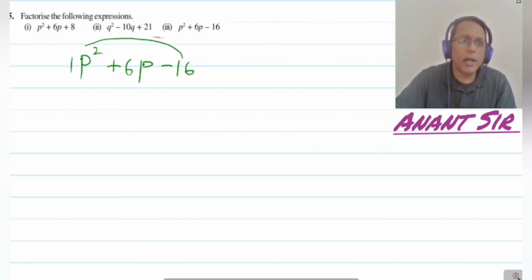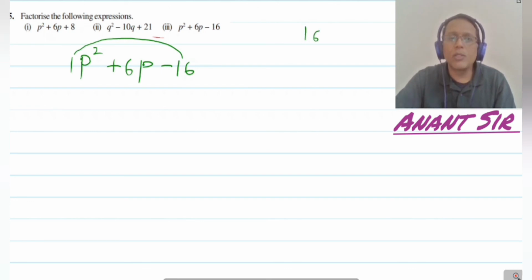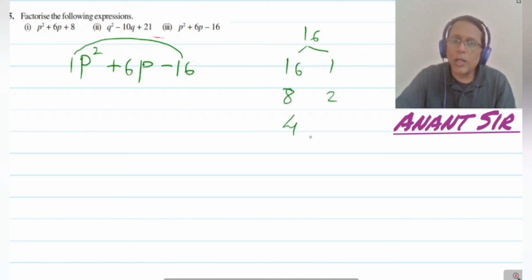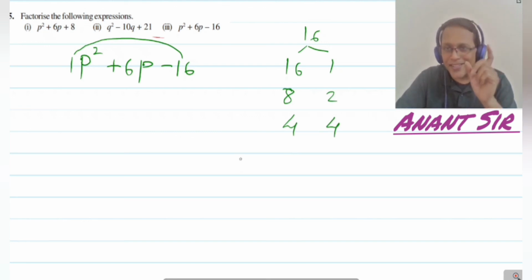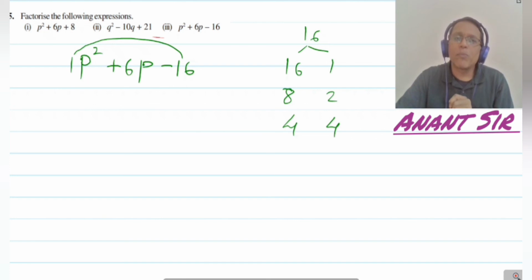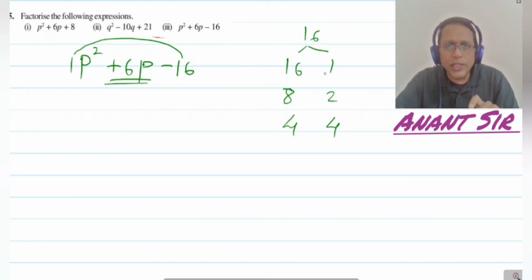Multiply 16 and 1. 16 times 1 is 16. So find the pairs whose multiplication is 16. 16 times 1 is 16, 8 times 2 is 16, 4 times 4 is 16. So we have 3 pairs this time. Now we have to choose that pair which will give us the middle term if we add or subtract them. So 16 and 1, if we add we get 17, if we subtract we get 15.